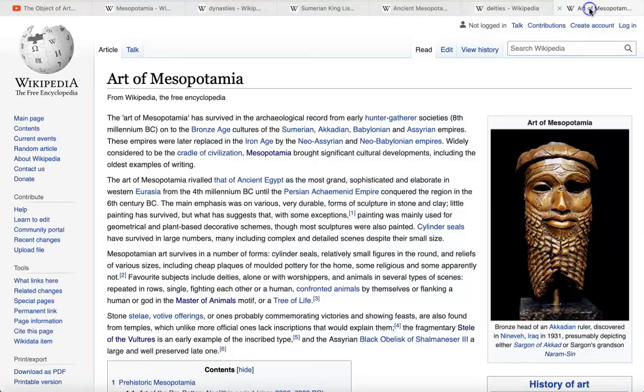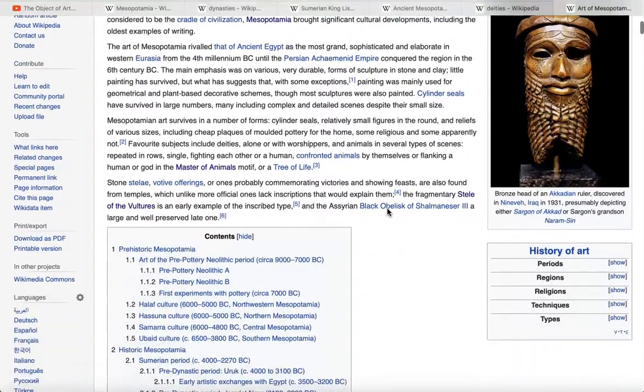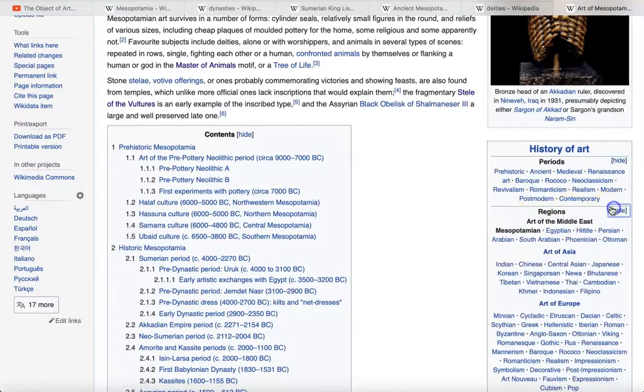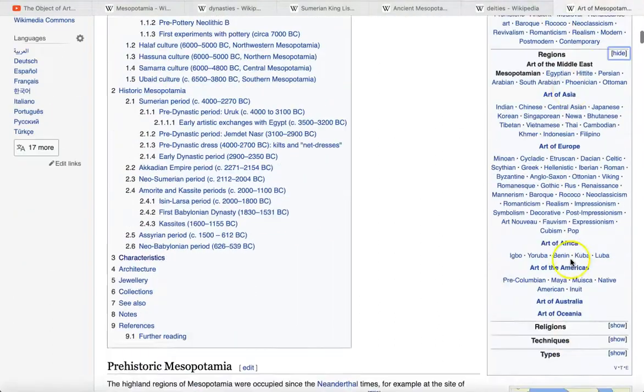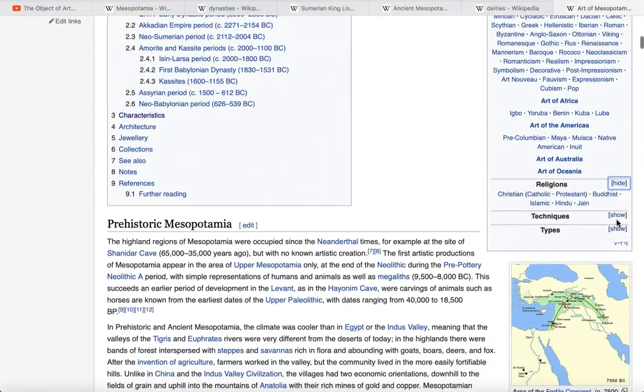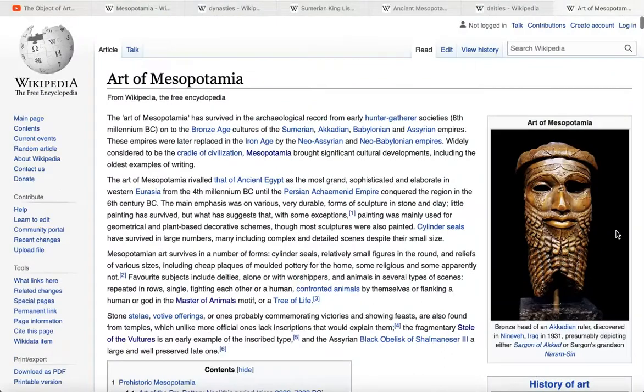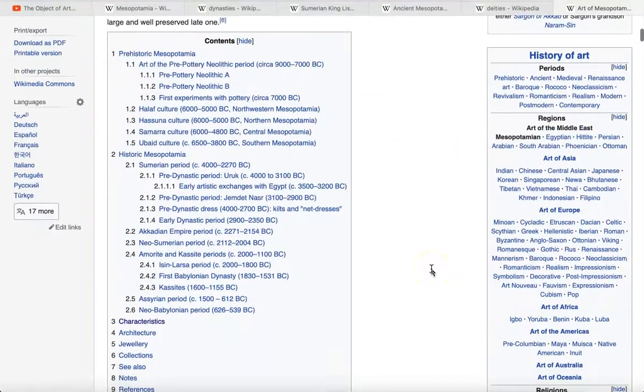And last but not least, this page, which is pretty darn good. History of art. Oh, they have everything here. Regions, periods, religions, techniques, types. But this separates everything into time periods: Sumerian, Akkadian, Neo-Sumerian, Amorite and Kassite, Assyrian, Neo-Babylonian, and then of course the prehistoric period that comes before everything.